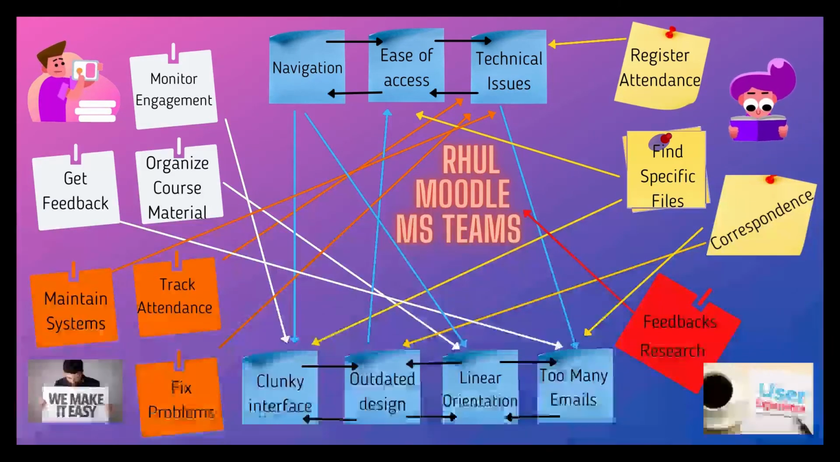The challenges inherent to Moodle and Microsoft Teams have been color-coded in blue, which affects all the elements on this map. The user needs are color-coded as white, representing the teaching staff, orange for the IT department, yellow for the students, and red for other user experiences. The color-coded arrows linking the challenges and the needs represent the relationship shared. The black arrows represent the positive and the negative feedback loops between the challenges.